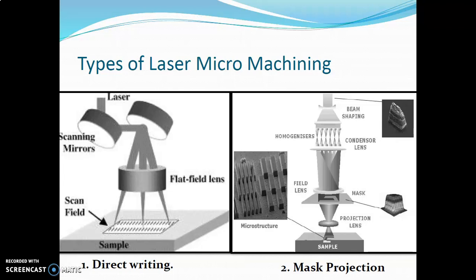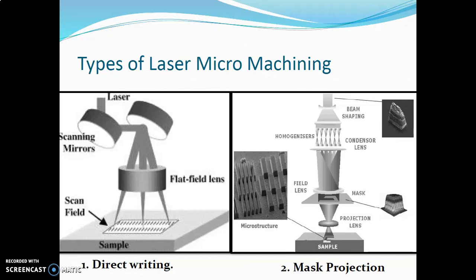You can see here we have a laser and here we have a scanning mirror, and the laser is transferred to the mirror and that is transferred to the flat field lenses. Yes, you can see flat field lenses. So this is a direct writing method, and here we have a sample and scan field. You can see that in this direct writing system we are not diverging the laser in a number of ways.